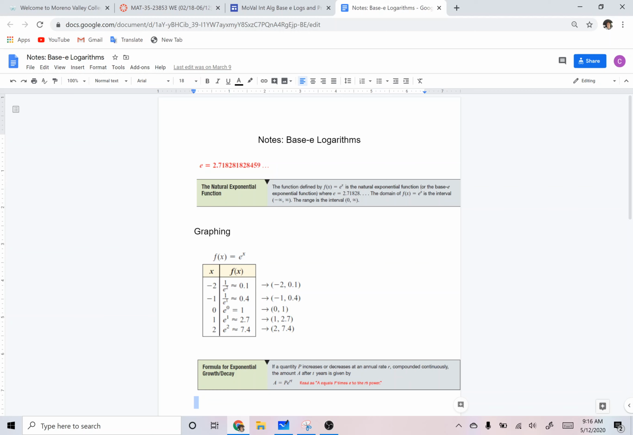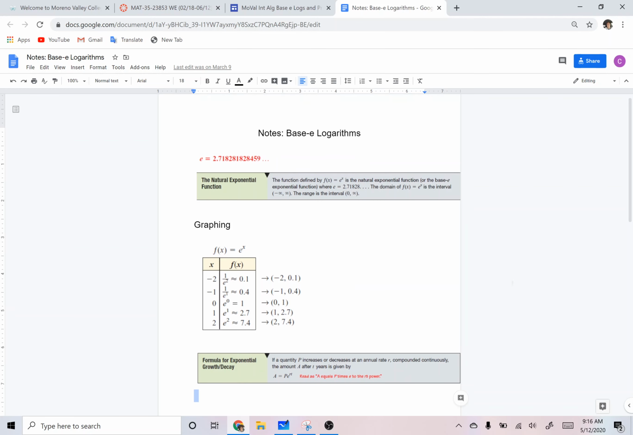As far as graphing goes, the same rules apply. When you raise e to the negative 2, you drop it to the denominator, and so on and so forth. When you have e to the 0, that's equal to 1, because anything to the 0 is 1. e to the 1 is 2.7, and then obviously you just start squaring 2.7 to get the next ones, and they rounded them.